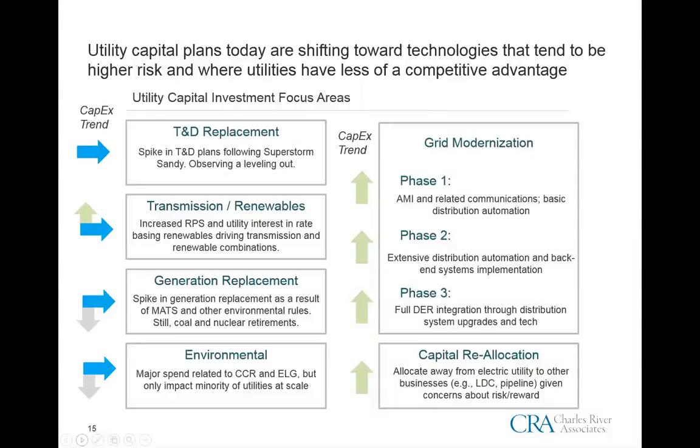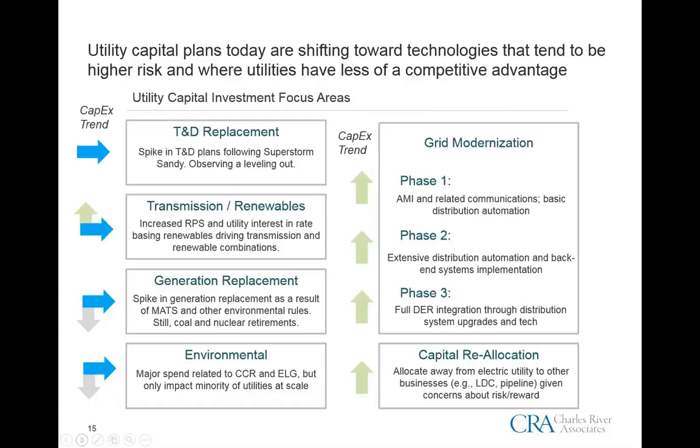So if we look specifically at the types of investments, and this is building off of that earlier chart, we see T&D replacement. I think there was a spike in T&D replacement following Sandy, and I think our observation is a lot of that spending is leveling out. If you could take advantage of the fact that storm resiliency was a big concern in the mind of regulators, you did. And while there is always going to be rebuild options, that's an area that tends to be flat at the moment.